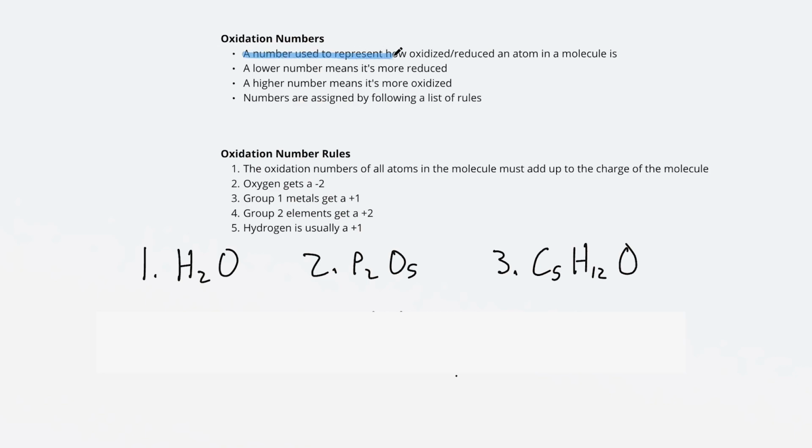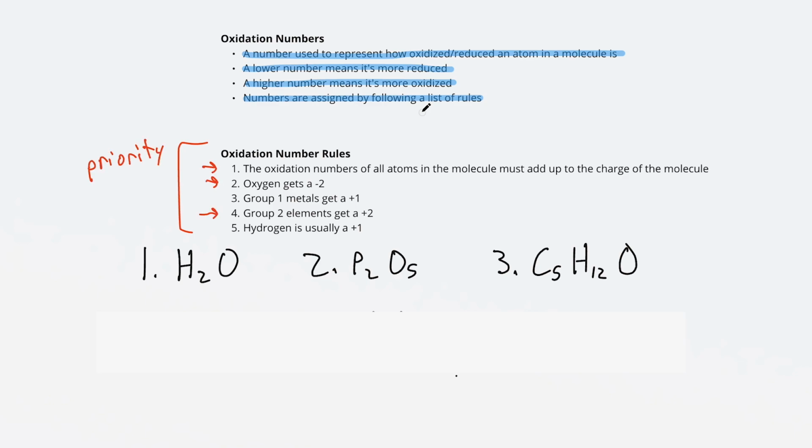Oxidation numbers are just numbers that are used to represent how reduced or oxidized an atom is. A lower number indicates that we are more reduced, so we have more electrons, and a higher number means that we are more oxidized. A lot of times these are going to be negative numbers. If you have a super negative number, that means that you have a lot of electrons. If you have a really positive number, that means that you don't have a lot of electrons, or your atom has really low electron density. These numbers are assigned by following this list of rules. Something that's important about this list of rules is that these have to be followed in order. So these rules have what we would just call priority.